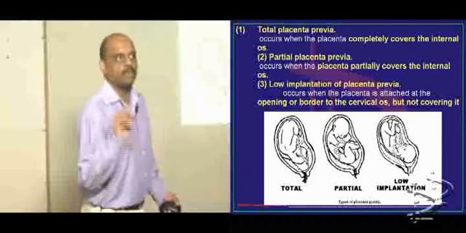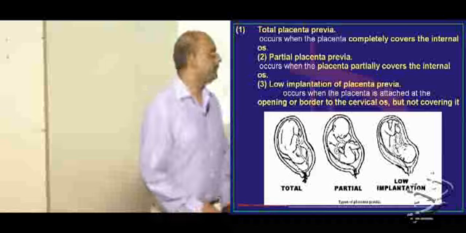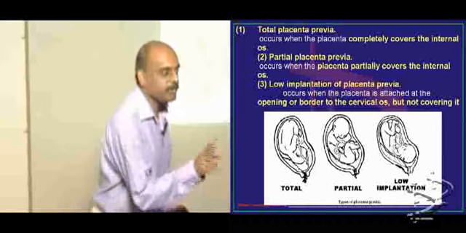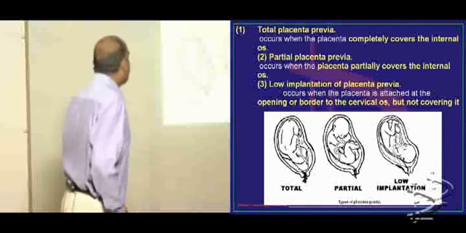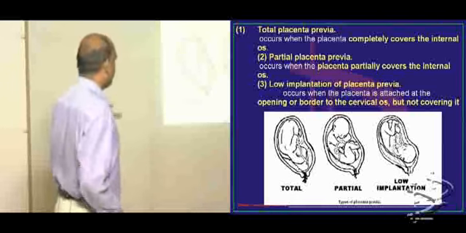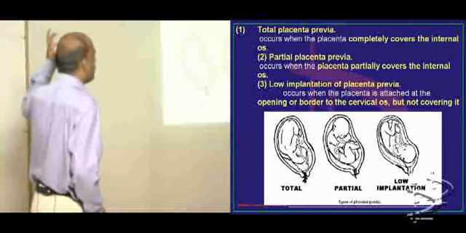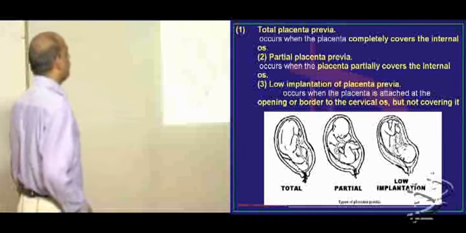A very important question: what are the different grades of placenta previa? You have two things, abruptio placentae and placenta previa. You must know what the different grades are. You have a total placenta previa, as what you are able to see over here. When the placenta is completely covering the internal os, it's called total placenta previa with abnormal implantation.